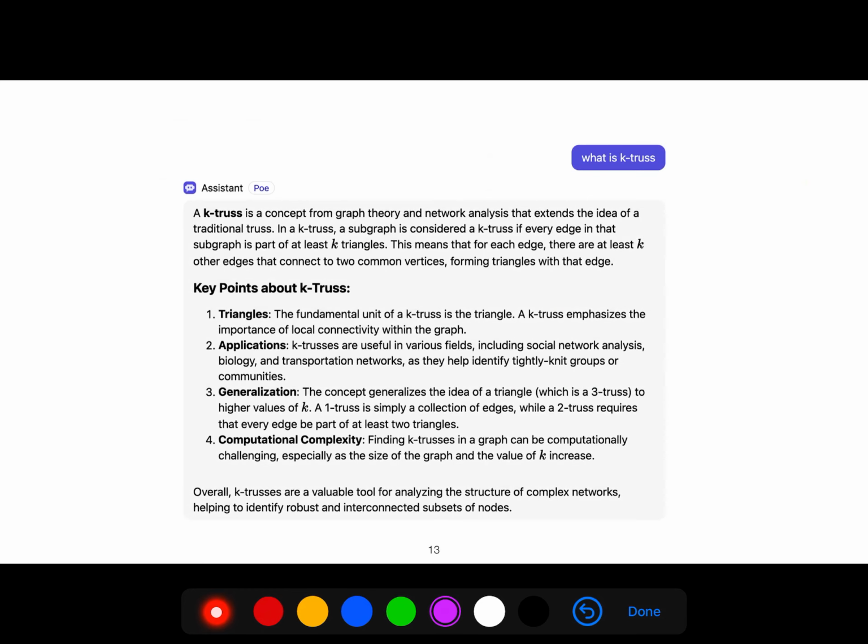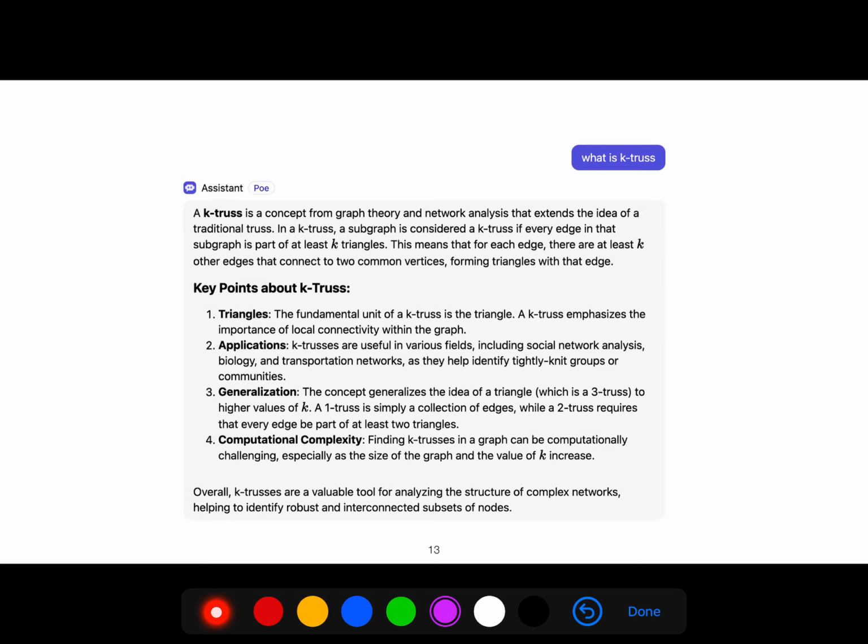But what is K-truss? If you ask ChatGPT, it says it's a concept from graph theory that extends the idea of a traditional truss. A subgraph is considered a K-truss if every edge in that subgraph is part of at least K triangles. So, key points: triangles. The fundamental unit of a K-truss is a triangle, and a K-truss emphasizes the importance of local connectivity within the graph. For example, K-trusses are useful in social network analysis, biology, and transportation networks.